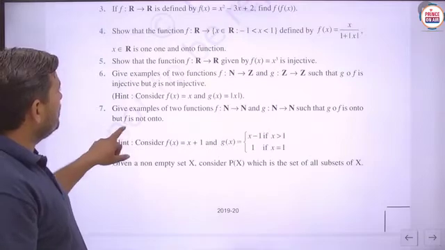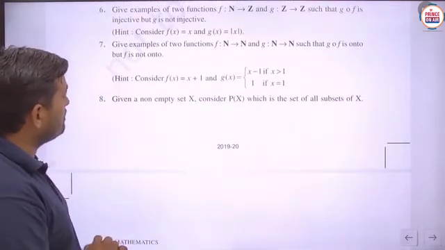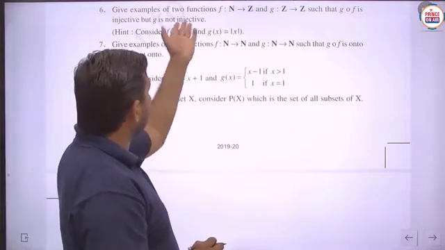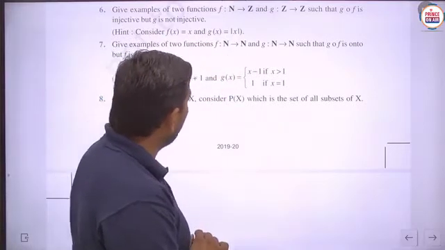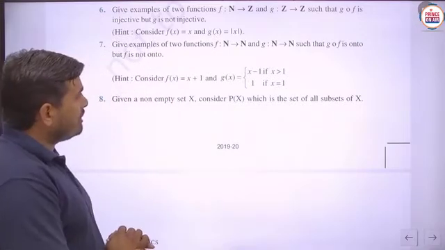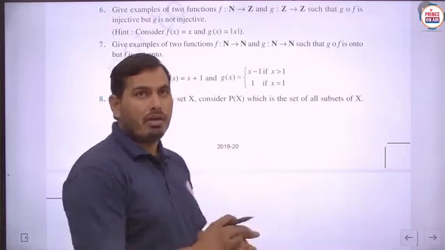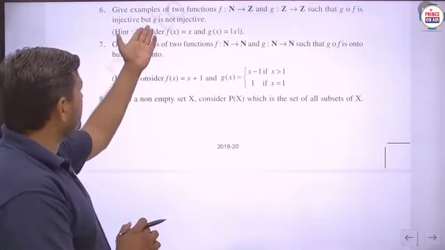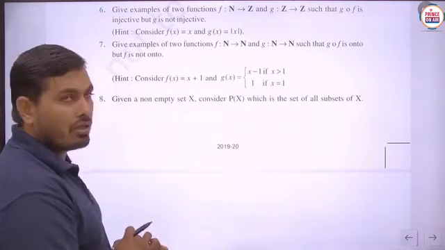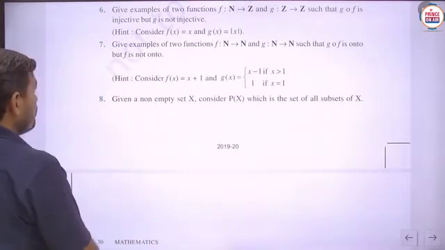In this question number 6, a very basic question is given: give two examples of two functions, f defined from N to Z and g defined from Z to Z, such that g of f is injective. Injective means one-one, but a very important thing, g is not injective. So basically we have to do this question.